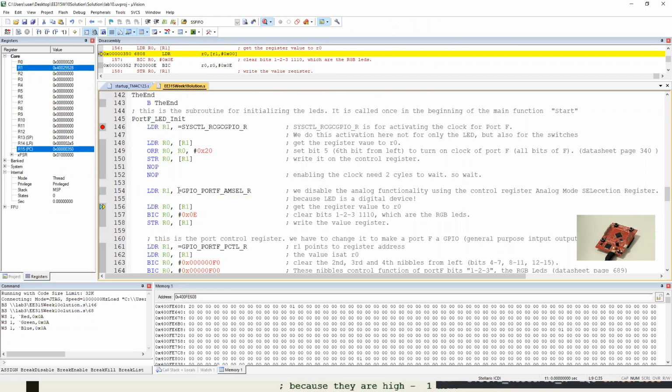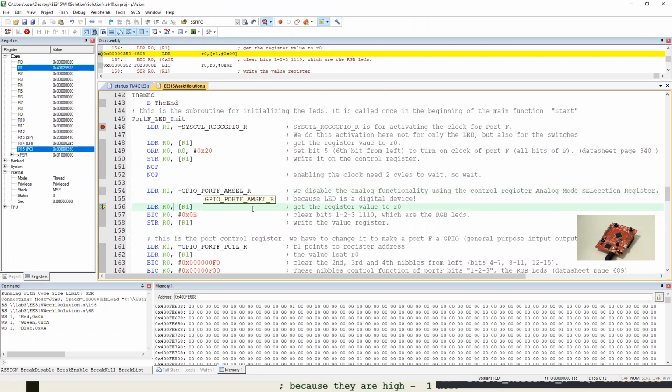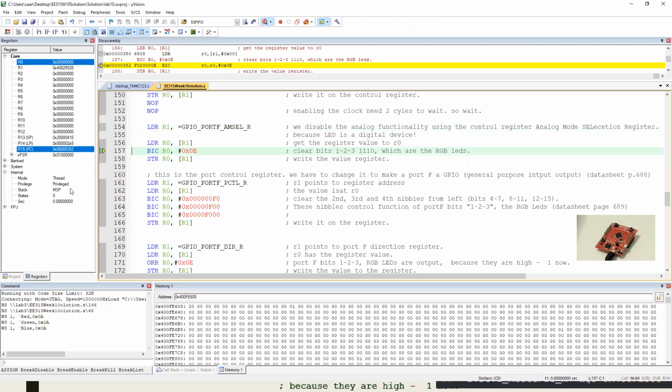I'm going to get the value of the control register and write it to R0. Let me write it. It's all zeros. By default, the analog mode selection register was all zeros. I'm going to change it with this value because I want to make these bits 0, 0, 0, 0, which is bit clear, guys. Well, they're already zeros.